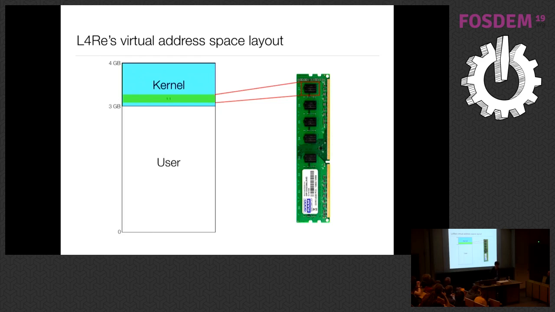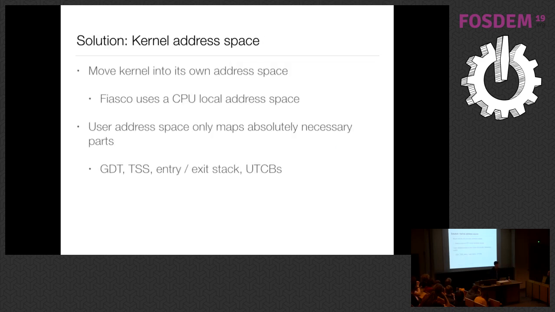Basically this picture: there's also memory mapped into the kernel, but not the complete physical memory. So it was clear we had to implement a mitigation, and the obvious mitigation is to implement a separate address space for the kernel. In the Linux community it's kernel page table isolation, also called page table isolation, PTI.